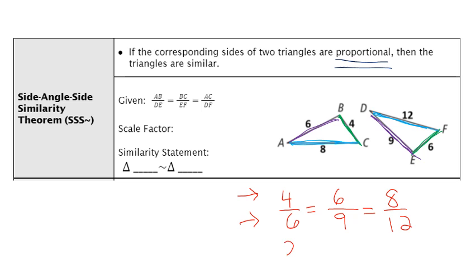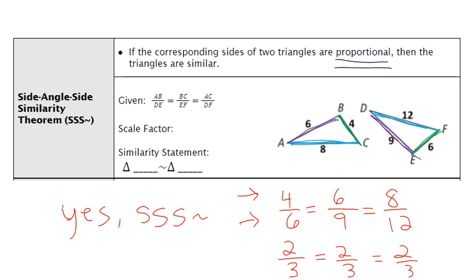When I reduce it, I get the same exact fraction for all of these. I get 2/3. So what that means is, yes, they are similar. They are similar by side, side, side, because they're all the same ratio. My scale factor is 2/3. And if I wrote it as a similarity statement, I got to write it in a corresponding order.